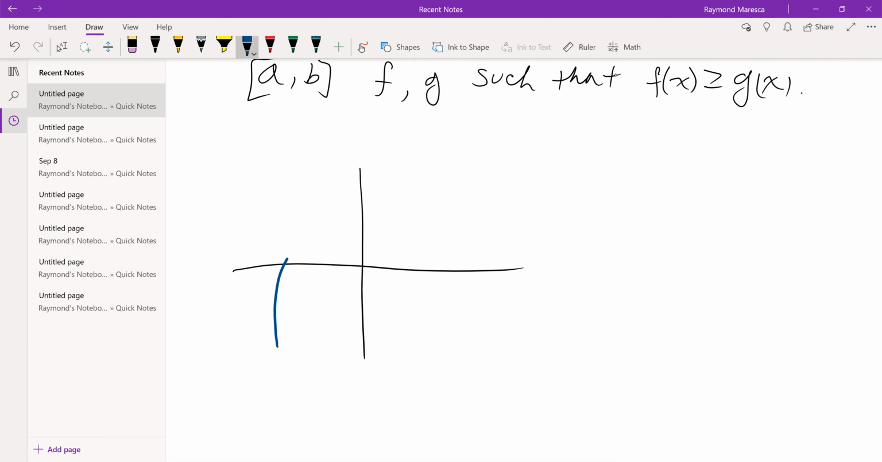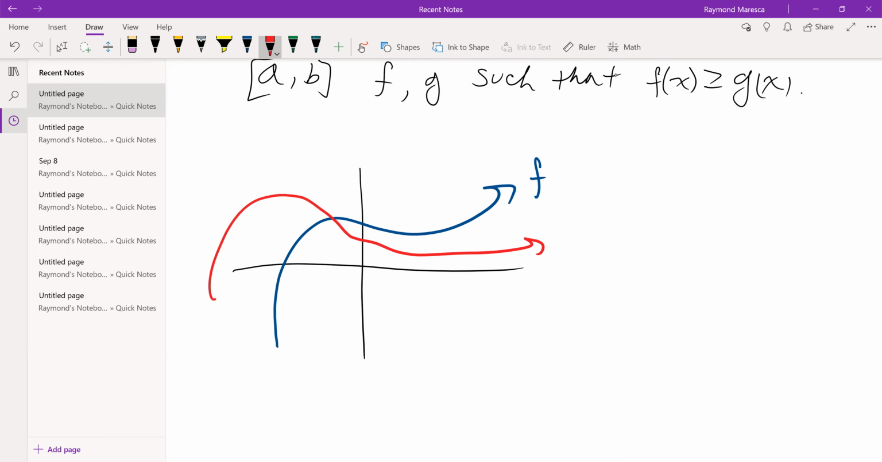So if we have some function f and another function looks like this, let's say g, well, we see that f is not bigger than or equal to g for every single x, but we can pick an interval on which f is bigger than or equal to g. So let's say we're going to study these two functions on a to b, which is right here. And we want to find the area in between these two curves. So this yellow area here.